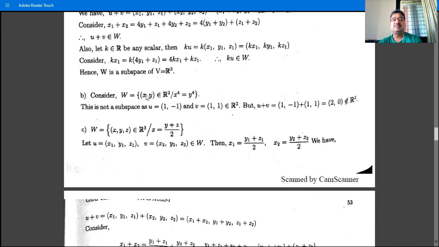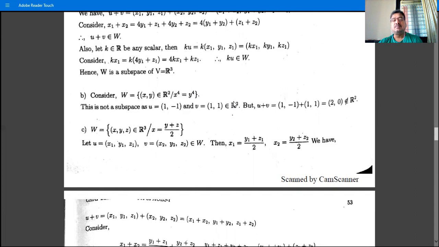Similar to this example is the example that W is equal to {(x, y) belongs to R square such that x square minus y square is equal to 0}. This is x raised to 4 minus y raised to 4 is equal to 0. This is not closed for addition because if we take u as (1, -1), this is an element of this W because 1 raised to 4 and minus 1 raised to 4 both are the same. And similarly, v as (1, 1) is an element of this W because 1 raised to 4 and 1 raised to 4 both are the same.